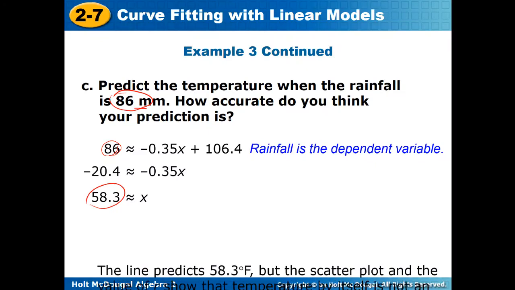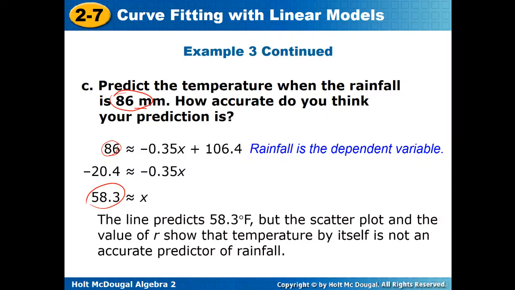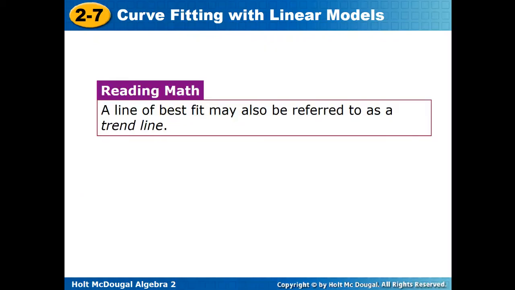And so it says the line predicts 58.3, but the scatter plot and the value R show that temperature by itself is not an accurate predictor of rainfall, because that 0.70 is not very accurate. You want it to be closer to the 90s. Okay, so a line of best fit may also be referred to as a trend line.